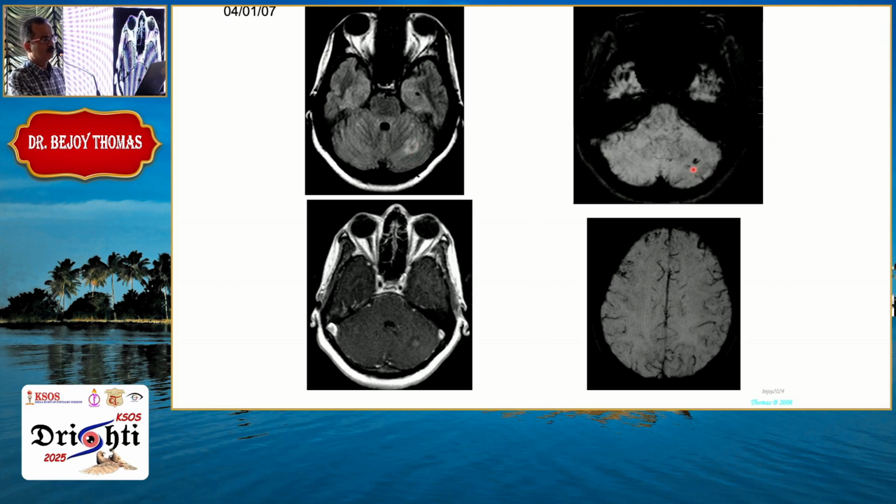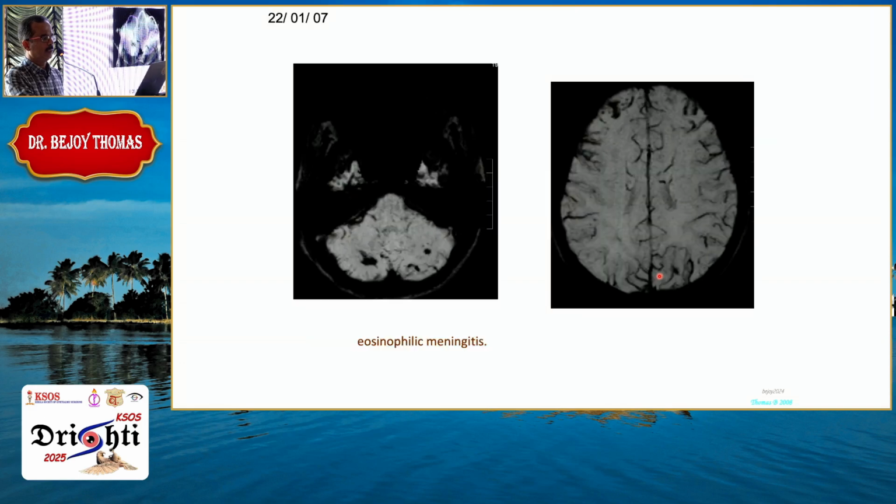This was in 2007, when we had the SWI sequence as a new sequence, so we tried to do this. You can see some hypointensities there, then very subtle enhancement, and we didn't know what it was. Again, you see hypointensities there, susceptibility blooming, and after 2 weeks there was a further increase. Because she was seeing this, a vitrectomy was done.